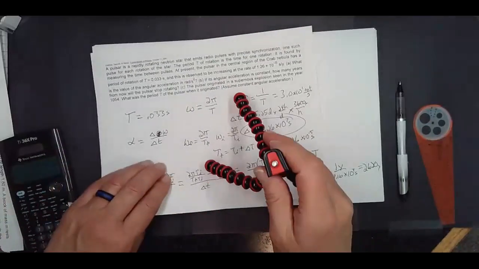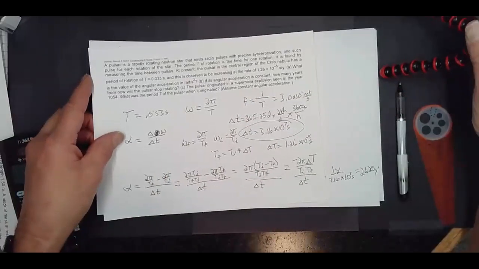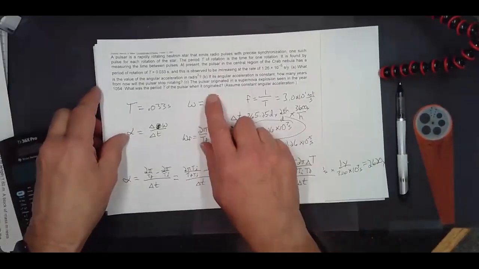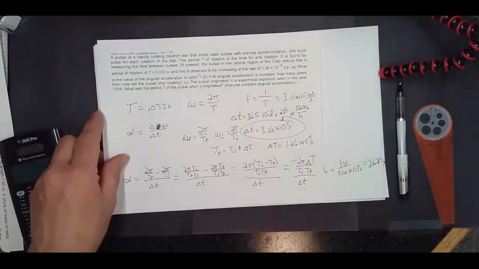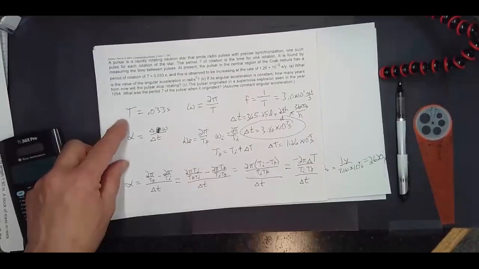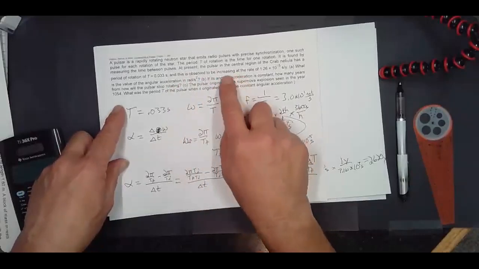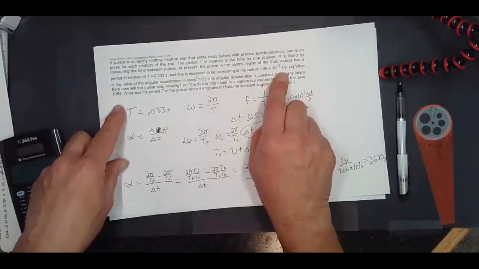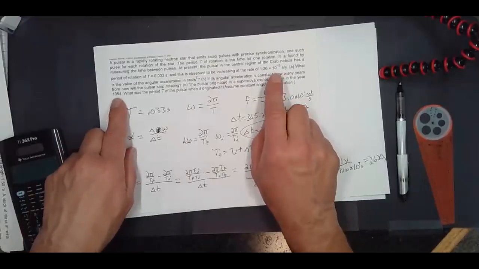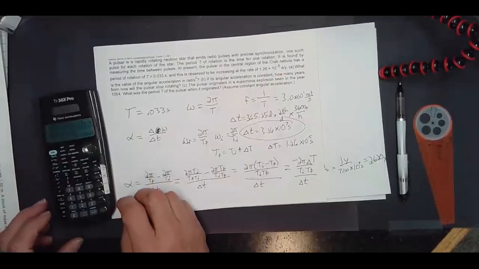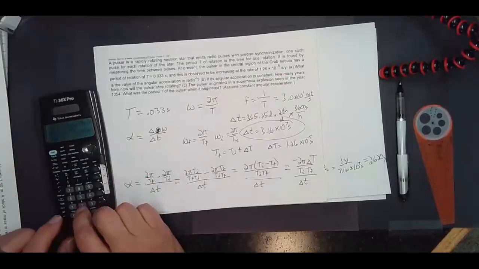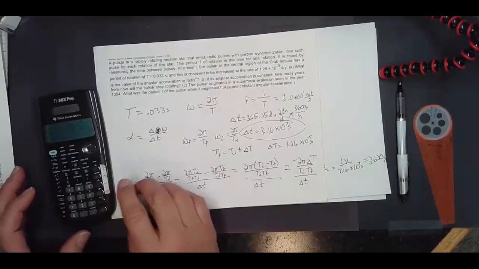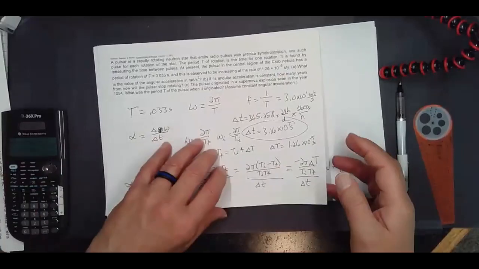Part C is it originated in a supernova explosion seen in the year 1054. What was the period T of the pulsar when it originated? And assume constant angular acceleration. Well, the period is increasing at the rate of 1.26 times 10 to the minus fifth seconds per year. How many years ago was 1054? Well, this is 2023 minus 1054. And we get 969 years.